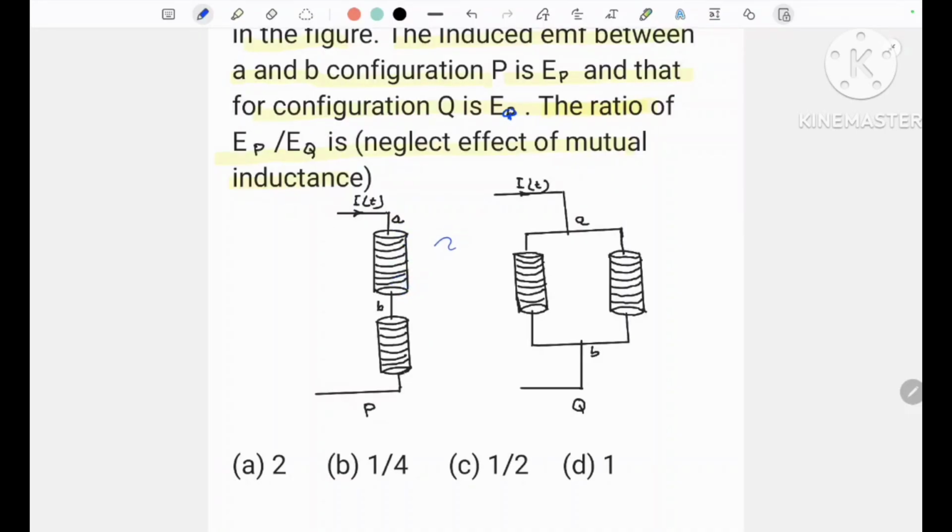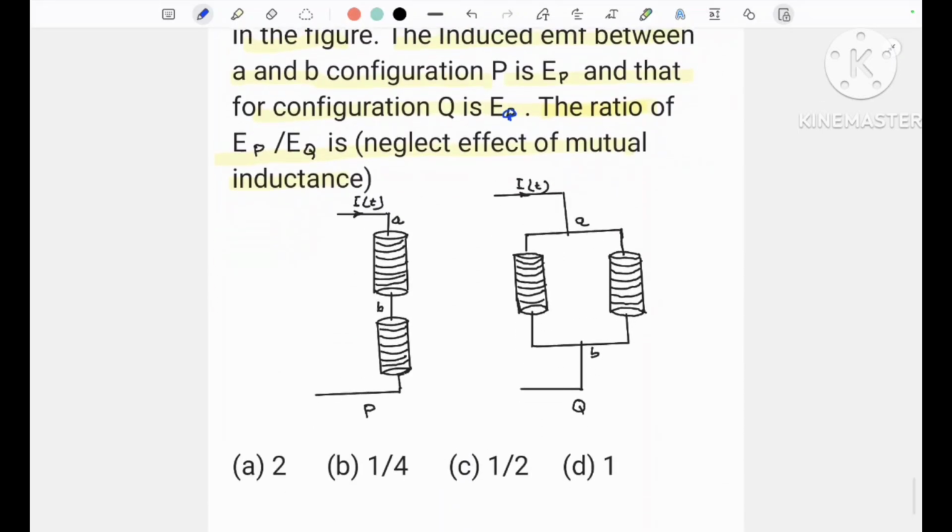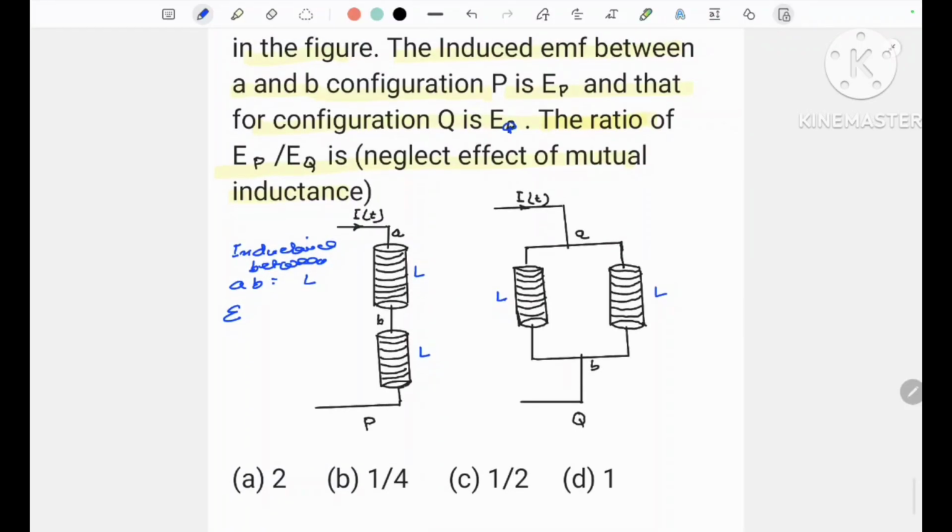Between A and B, suppose inductance of each inductor is L. So, inductance between A and B is equal to L. The magnitude of induced EMF will be L di by dt. EP is equal to L di by dt.